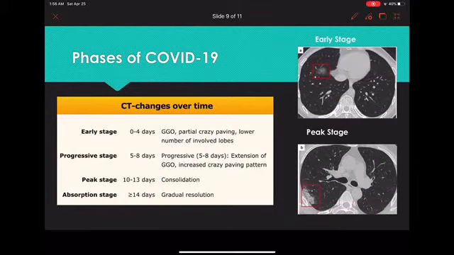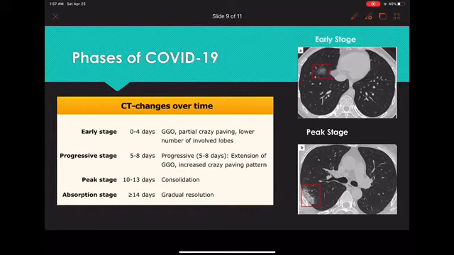So now coming to the phases of COVID-19. There are four main phases, two of which I have pictures for. The first one is the early phase, which is the first 0 to 4 days. We have ground glass opacities, GGOs, partial crazy paving, and a lower number of involved lobes. Then we go to the progressive stage, about 5 to 8 days. We have an extension of these ground glass opacities, and an increase in the crazy paving pattern.